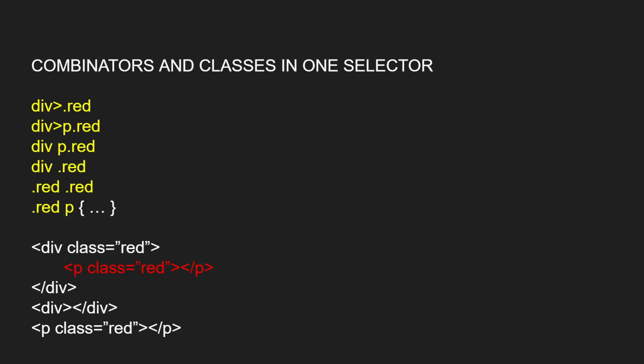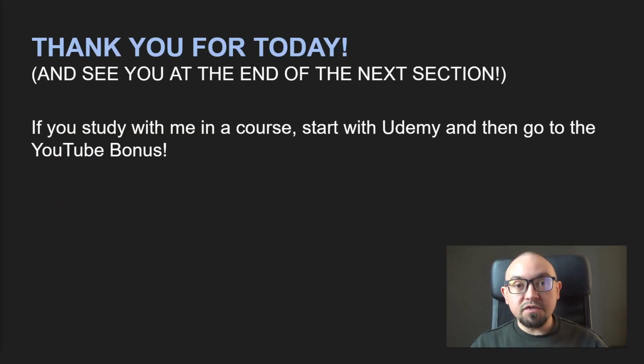Take any element with the class of red, which is a child of a div. Take the p tag with the class of red, which is a child of a div. Take the p tag with the class of red, which is a descendant of a div. Take any element with the class of red that is a descendant of a div. Take any element with the class of red that is a descendant of any other element with the class of red. Take the p tag, which is a descendant of any element with the class of red, and many, many more.